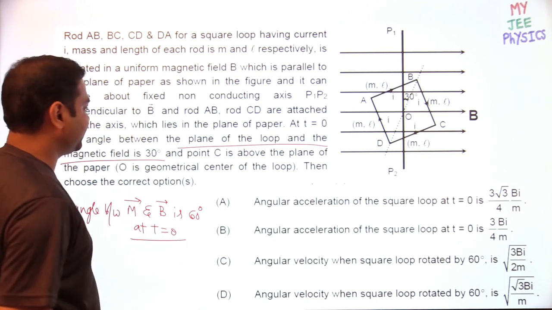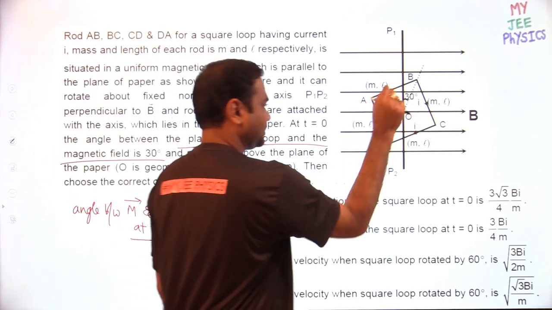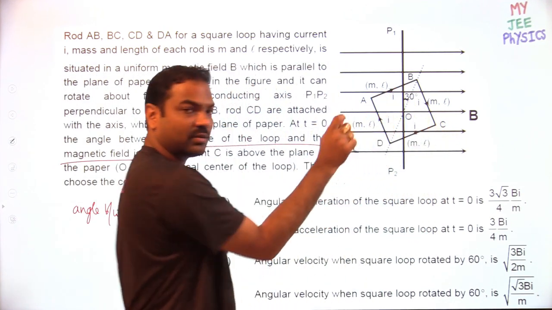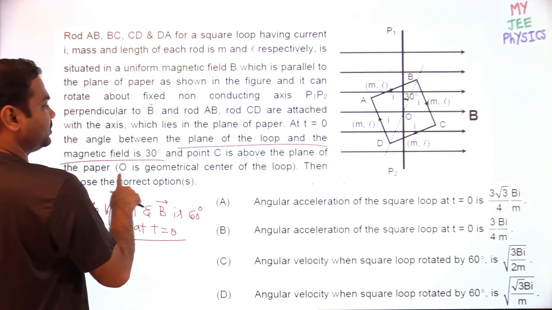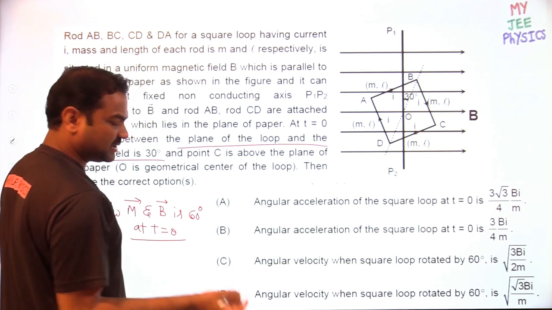You can fix it in this way. Now point C is above the plane of paper. That means point C is out of the board. O is the geometrical center. Then we have to find some things. Obviously you have to solve 2 things.